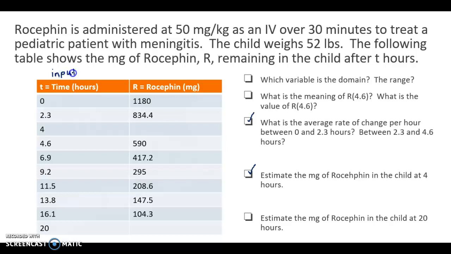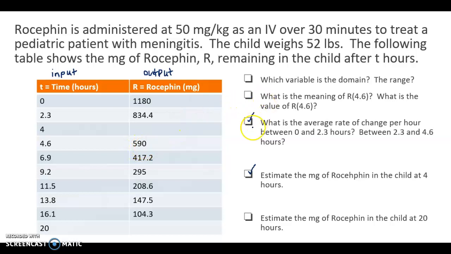And so as we understand this table, when the IV began at 0 hours, the child was given a dose of 1,180 milligrams of Rocephin. So this is my output. And as I look down the table, it appears that the child's amount of Rocephin is being monitored. So 2.3 hours later, their body would have eliminated some of that, and they are down to 834.4 milligrams. And at 4.6 hours after that IV, they are down to 590 milligrams because their body continues to eliminate some of the Rocephin.